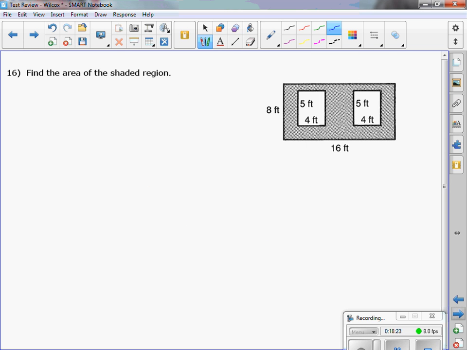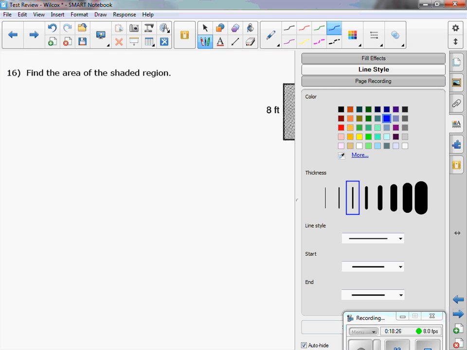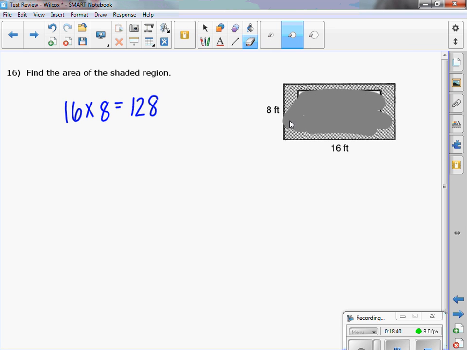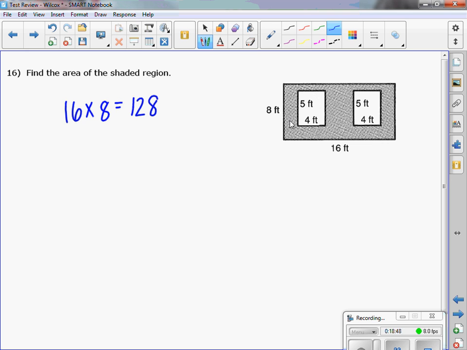Find the area of the shaded region. So again, let's just pretend for a minute that this whole figure is shaded. If I want to find the area of the whole region, I have a rectangle that's 16 by 8. 16 times 8 is 128. Now, we know it's not all shaded. I have 2 pieces that aren't. I have 2 rectangles. 5 by 4 is 20, giving me an area of 20. 5 times 4 is 20, another area of 20. So 20 plus 20 gives me an area of 40 that is not shaded.